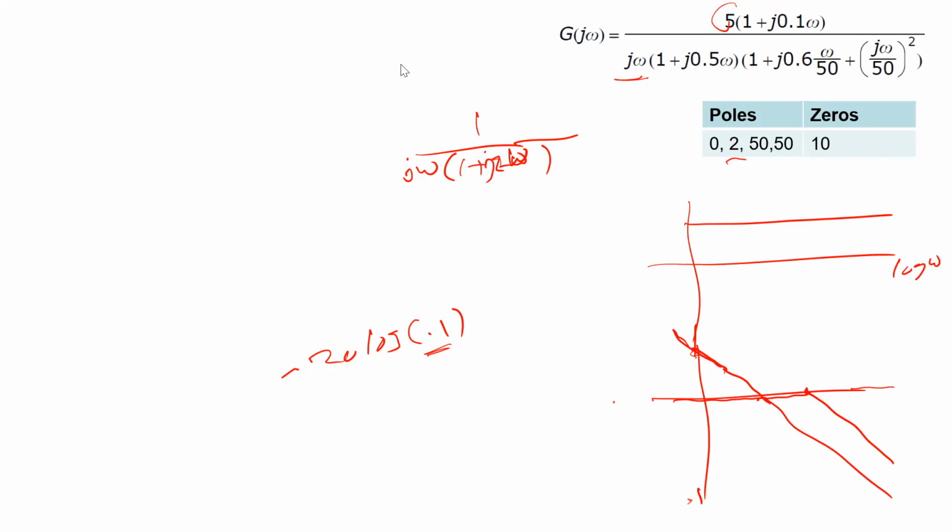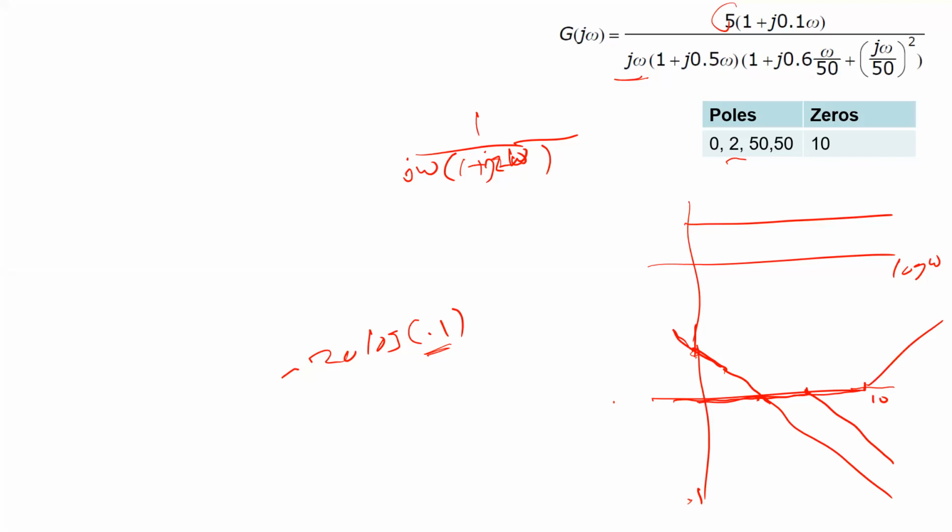Here it will be plus 20 dB. What will be the contribution for the zero at 10? How do I sketch it? If this is the 10, it's not minus 20. It will be 0 before and 20 positive because it's a zero.